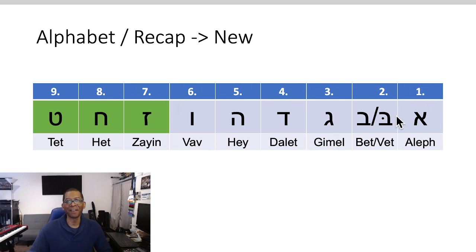Okay, so let's go through the alphabet again, and then we're going to dive into the new 3 letters we're learning today. Aleph, Bet, Gimel, Dalet, He, Vav, Zayin, Chet, and Tet. And also, one thing I forgot, remember bet/vet. If there's a dagesh or a dot in the middle, it's going to be pronounced with the B sound, bet. And if there's no dot in the middle, it's going to be pronounced with the V sound, vet. Okay? All right, so let's go forward.